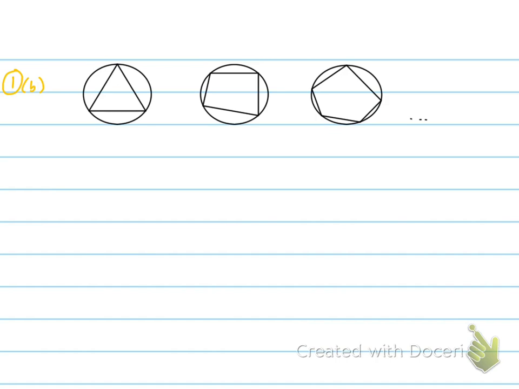Next example, now we have a pattern of shapes. I see circles with shapes drawn inside of them. I see in that first circle, I have an inscribed triangle. Inscribed just means the shape is drawn inside the circle. Next, I have an inscribed square, quadrilateral, four-sided shape. And then next, I have an inscribed pentagon.